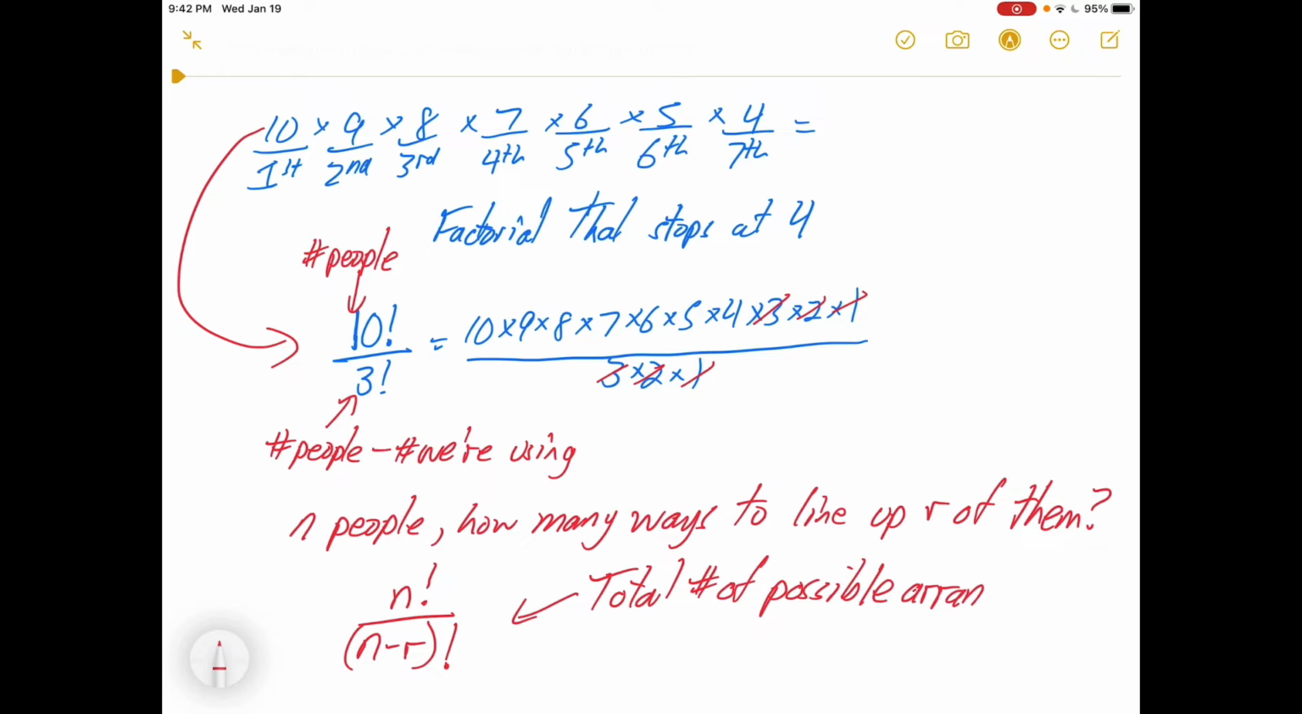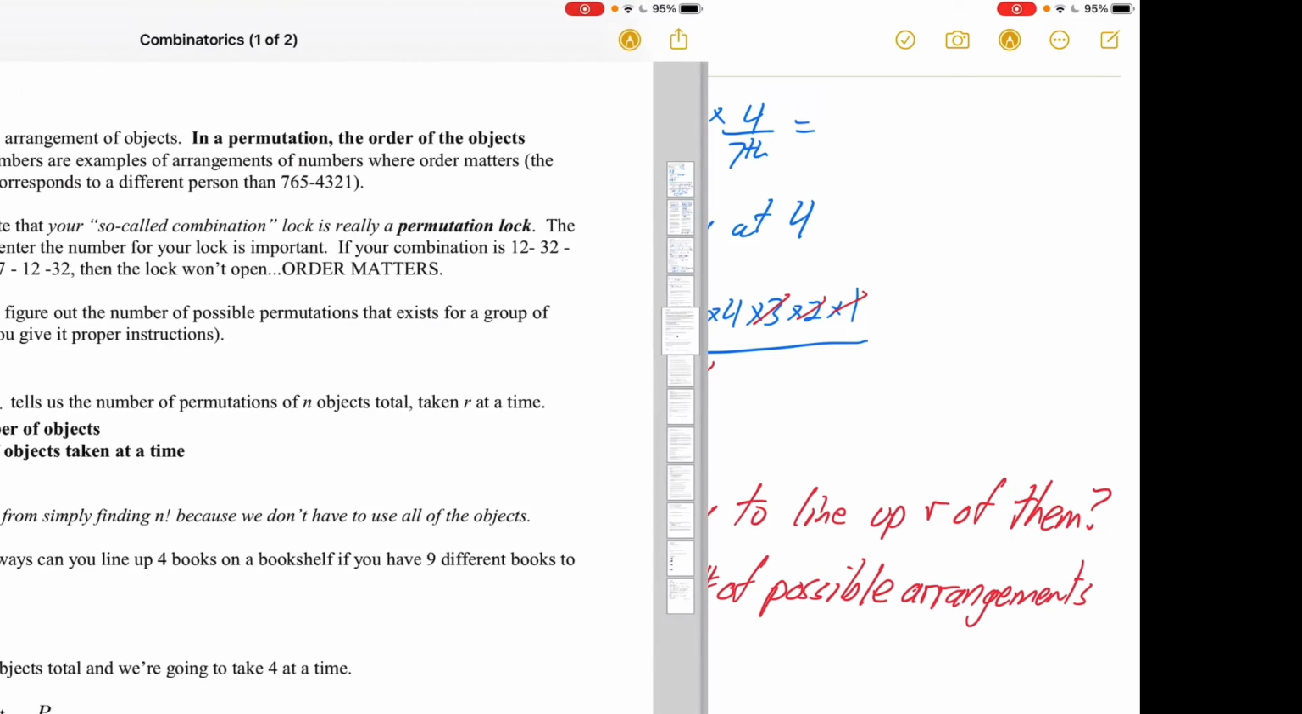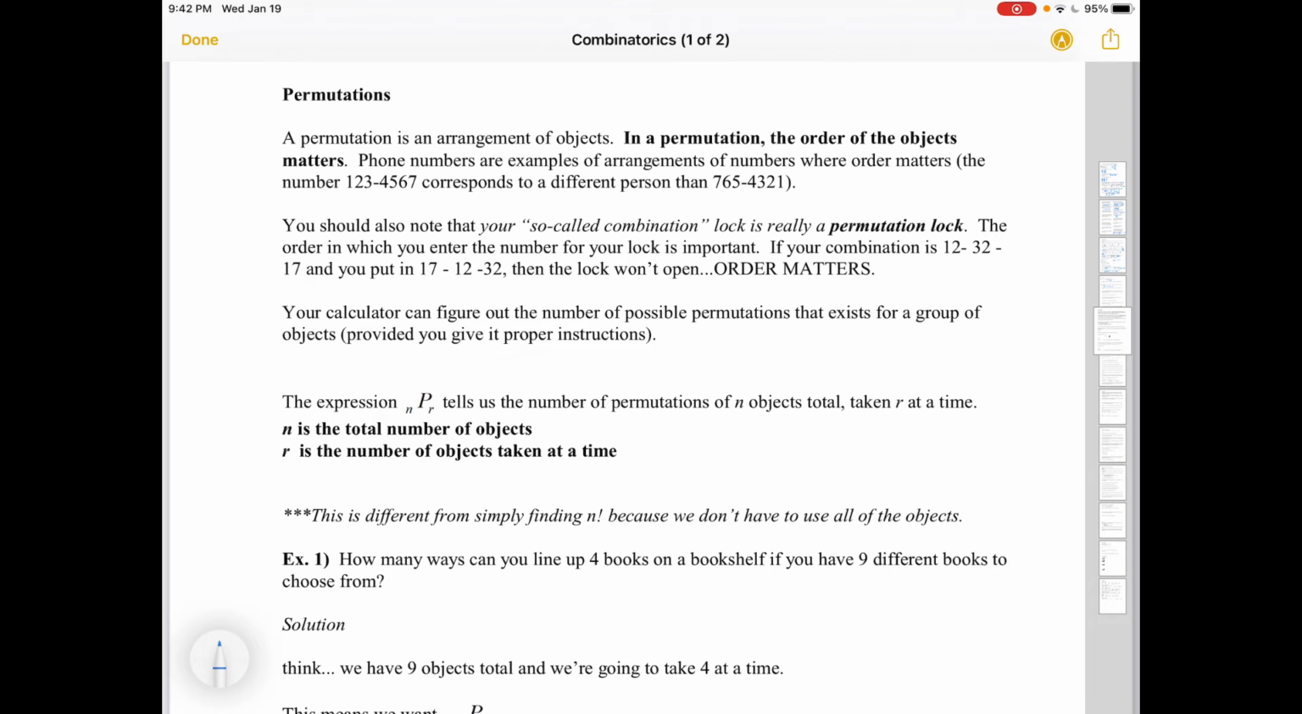And because order matters, we call this a permutation, which is what we're going to get at today. Okay. A permutation is an arrangement of objects like a lineup where order matters. And there's going to be a formula for finding what the possible number of arrangements is. There's also going to be a shortcut in our calculator. So back to the notes.